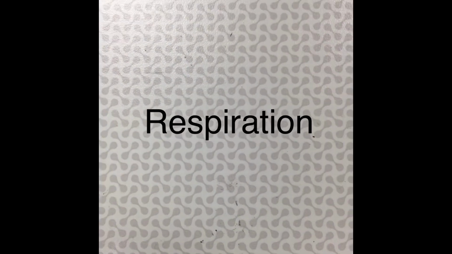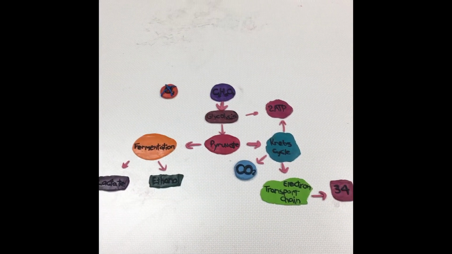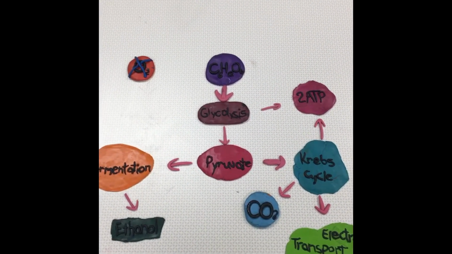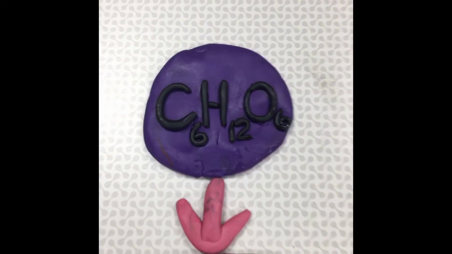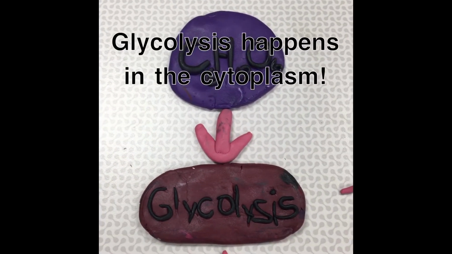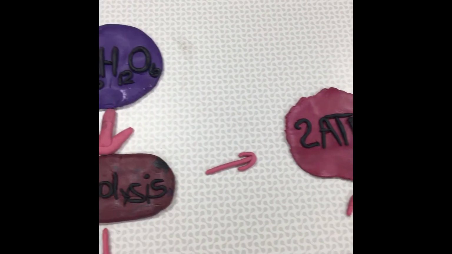Now, let's take a sneak peek of respiration. Respiration happens in the mitochondria. There are two different sides to respiration. There's with oxygen and without oxygen. First, let's look at what happens with oxygen. We're going to start this journey with the C6H12O6. Glycolysis happens. Glycolysis breaks down the glucose and creates 2 ATP.